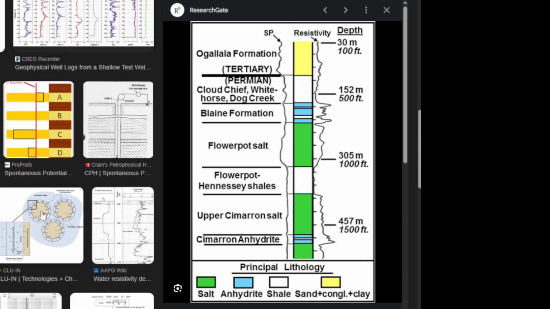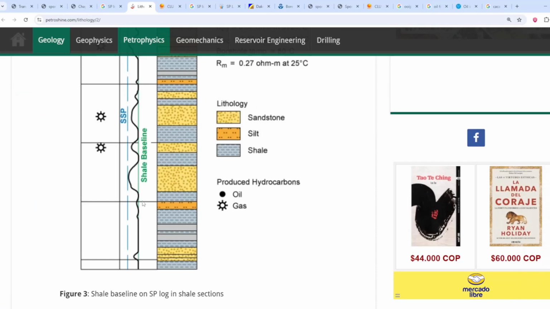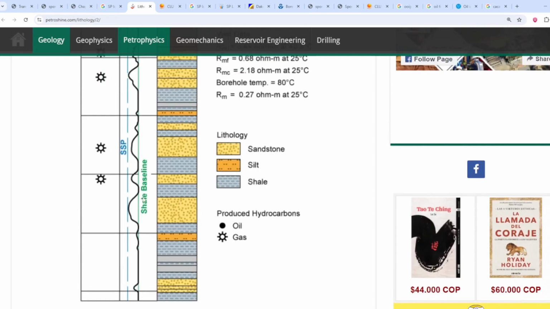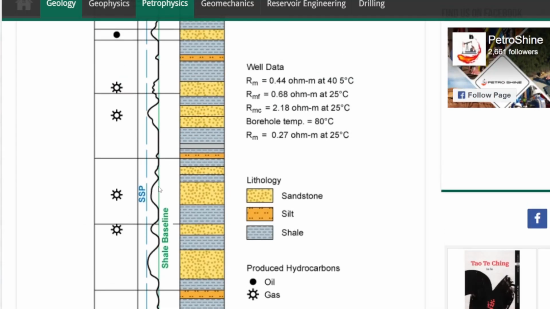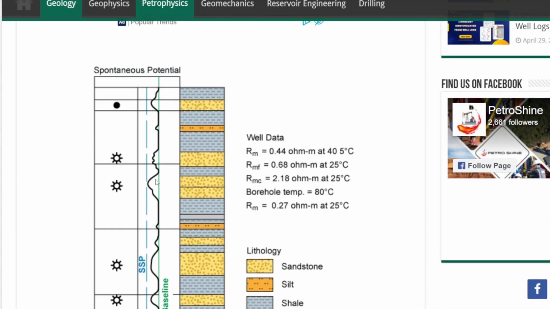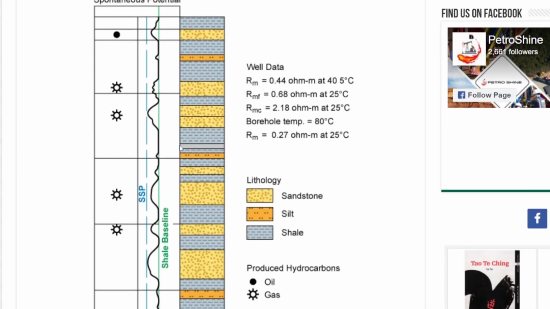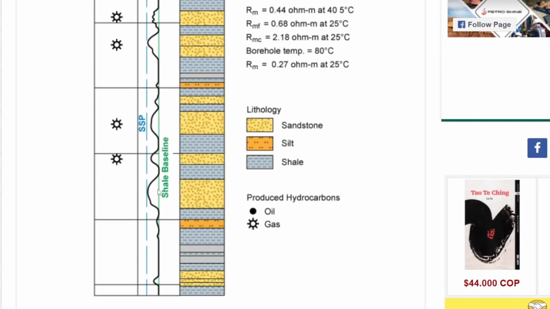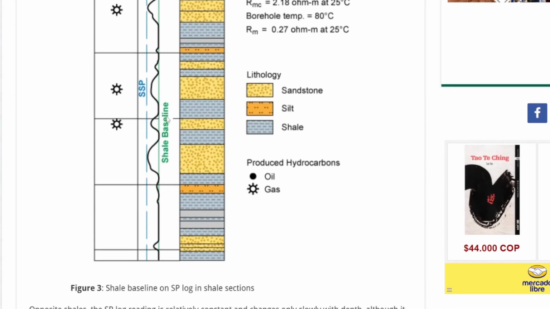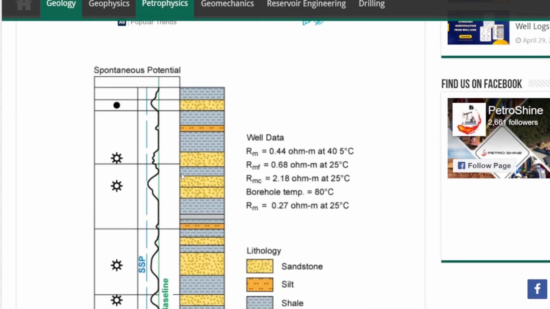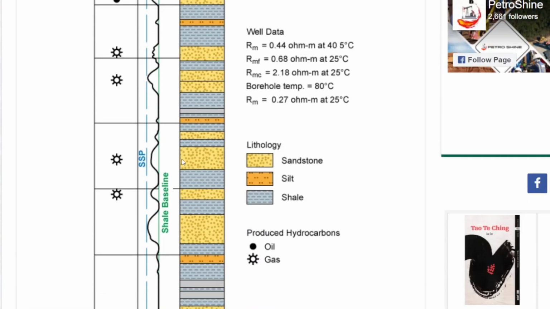Let's see more examples of this. For example, in silt, there's a small deflection. Here another small deflection. This is a sandstone. So yeah, we can see the deflection. So basically, it's going to help us determine our shale. It's going to give us an indication of the permeability.